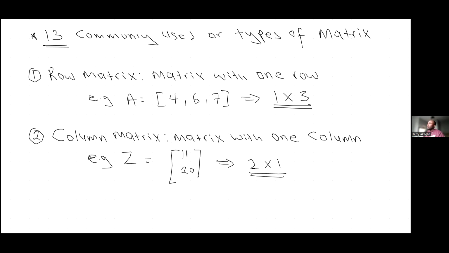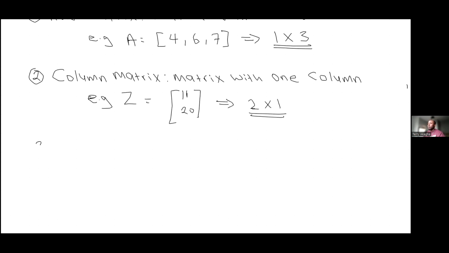Number 3 is what we call a square matrix. From the word square, remember a square has all the sides equal, if you remember the shape of a square. For a square matrix, it has an equal number of rows and columns. So it's a matrix with an equal number of rows and columns.